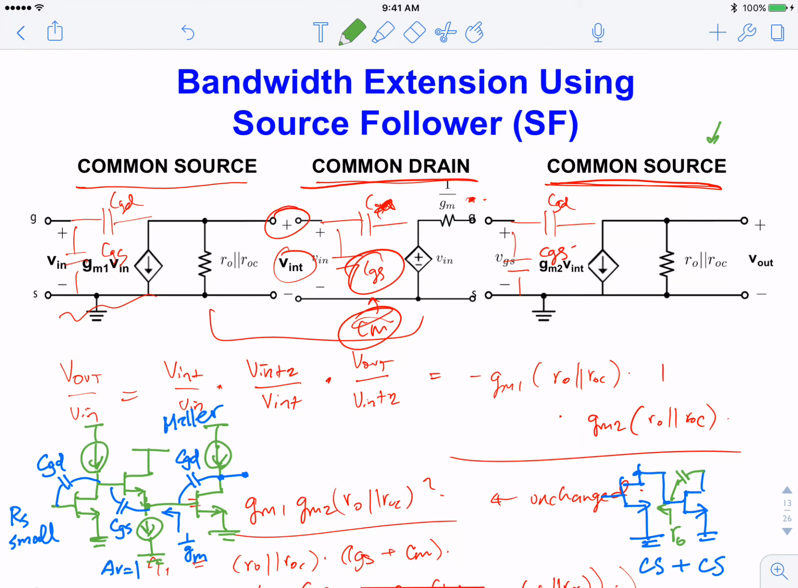Okay. So for the CS plus CS, you also look into the source, right? So the impedance should also be 1 over gm, right? So this is the big capacitance node, right? The Miller capacitance is at this node. Right? So you look at the node with big capacitance.